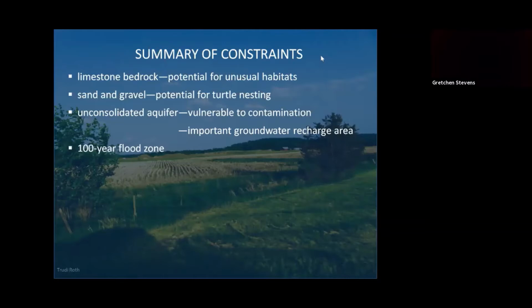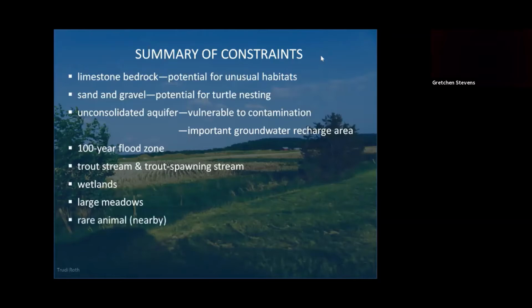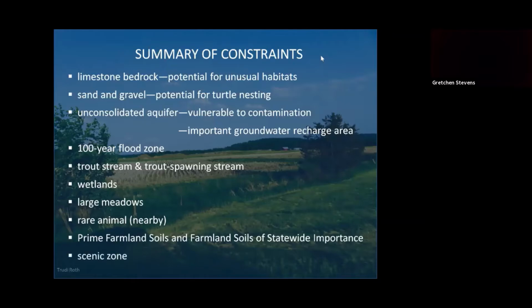The 100-year flood zone includes a part of the site. There are trout streams, including one trout spawning stream. There are wetlands on the site, including wetlands possibly that do not show up on wetland maps. The site has very large meadows. There is a rare animal nearby, which I didn't point out, but one of the important areas maps shows a rare animal location just south of this site. There are good farmland soils on large parts of the site, and it's part of an identified scenic zone.